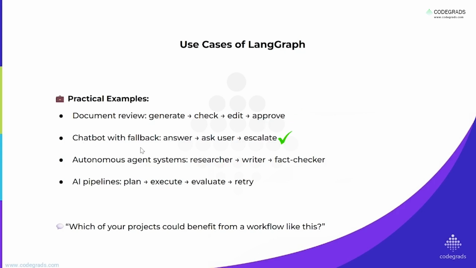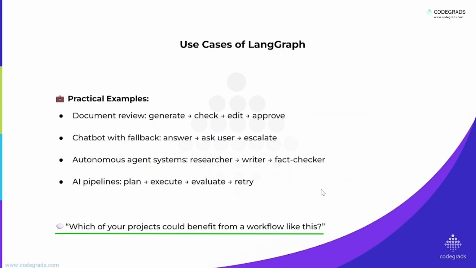Now, a chatbot with fallback, like we have answer, then ask user, then escalate. We also have an autonomous agent system that does the researching task plus writing plus fact-checking the answer. We also have AI pipelines where we need to plan, execute, evaluate, and retry. Now, which of your projects would benefit from a workflow like this?